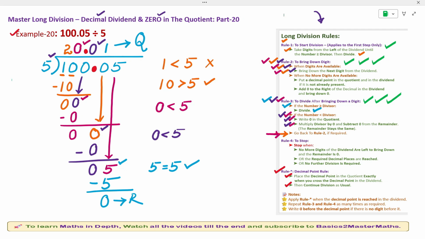Also, this division is complete because no more digits of the dividend are left to bring down and the remainder is 0.